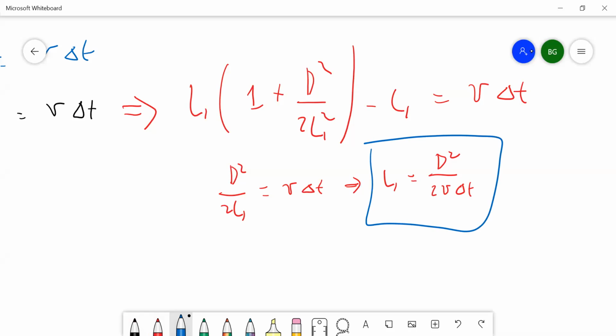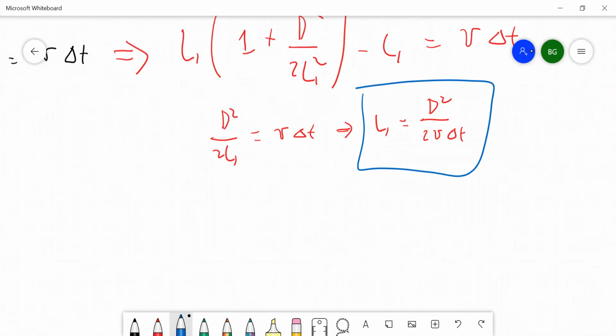Sorry about yesterday, not yesterday, on Friday. Yeah. So we have D, as stated in the problem, also V, the speed of sound, and delta T, right? Then you will get this L1, and you will get L2 just using this formula. Okay.